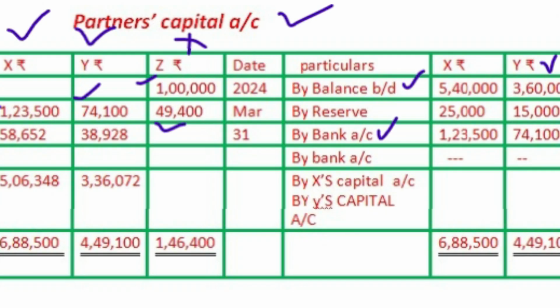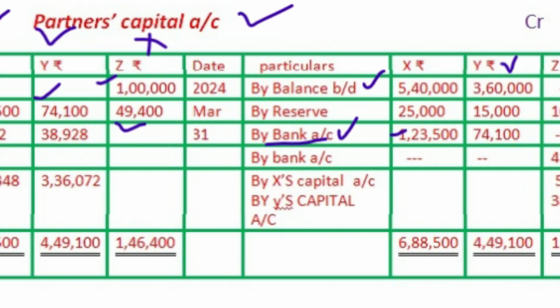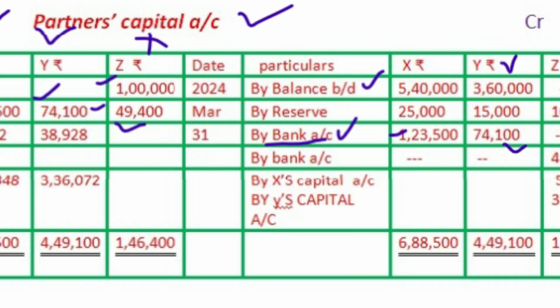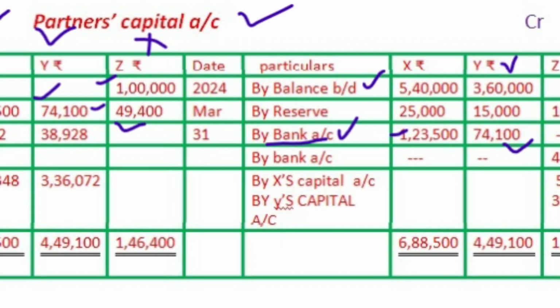1,23,500 here, and in the bank account. It means the partners should bring cash equal to the loss on realization. This is the Garner versus Murray principle. And Y is the solvent partner, so he will bring 74,100 in cash. Writing on the credit side means the solvent partners have brought cash into the partnership business.